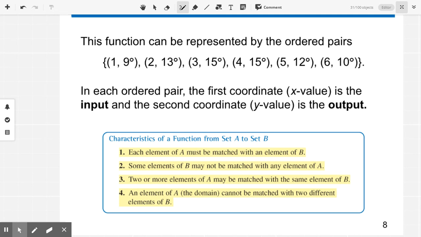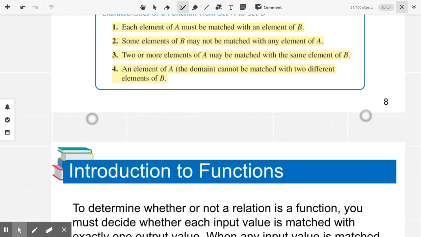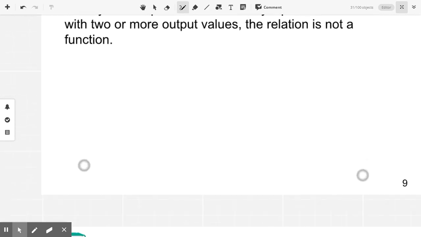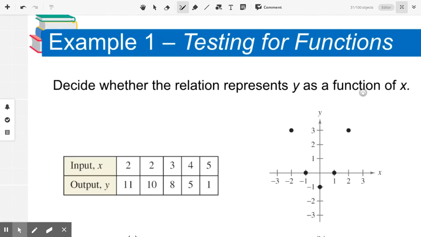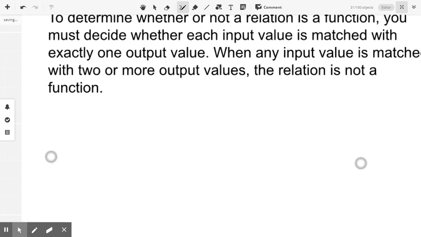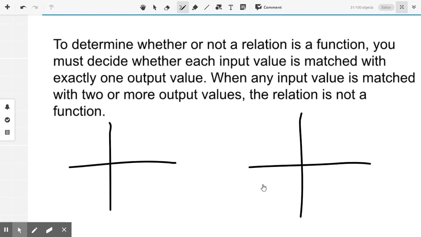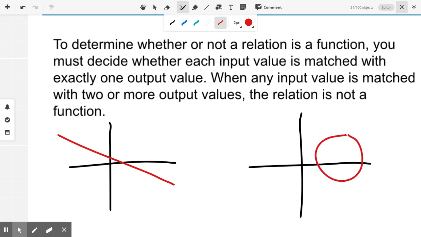There's some characteristics. I'm not really going to go over that. That's basically what we were just saying. Let's see if they have any graphs here. Real quick before we go on to that, the way we can tell in a graph, let's look at a couple of graphs here of things that are or are not functions. Let's look at just a line, and let's look at a circle.